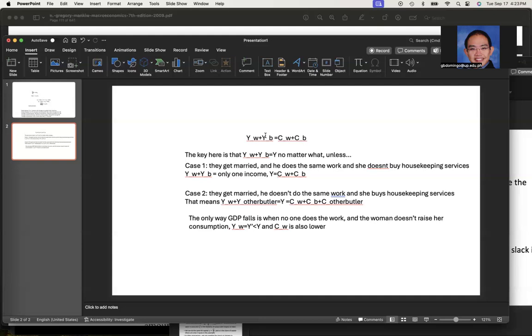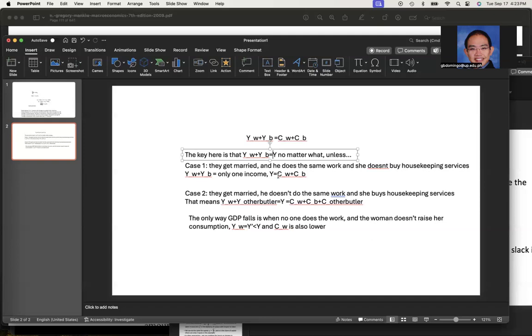You've got income from both, right? And then consumption of both, right? So the key in chapter 3 is that the sum of CW, the woman, and the butler is Y, because all factors are employed and are working, and all output is unchanged, right? So in this case, they get married. He does the same work, and she doesn't buy housekeeping services. So in this case, YW plus YB equals Y still. Okay, so nothing happened to the total output in the economy.